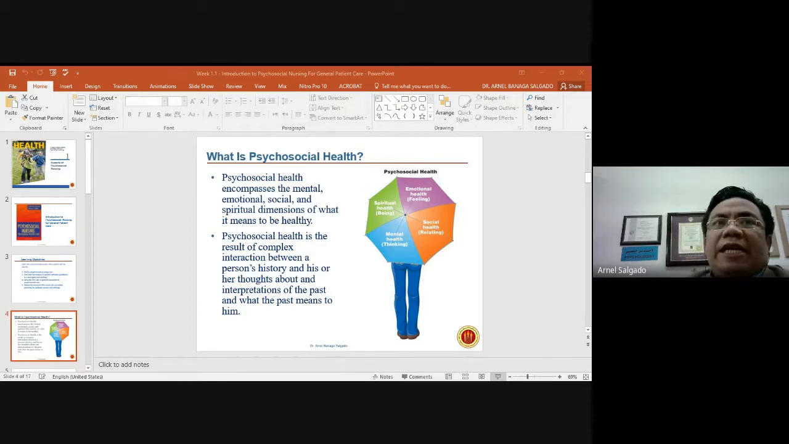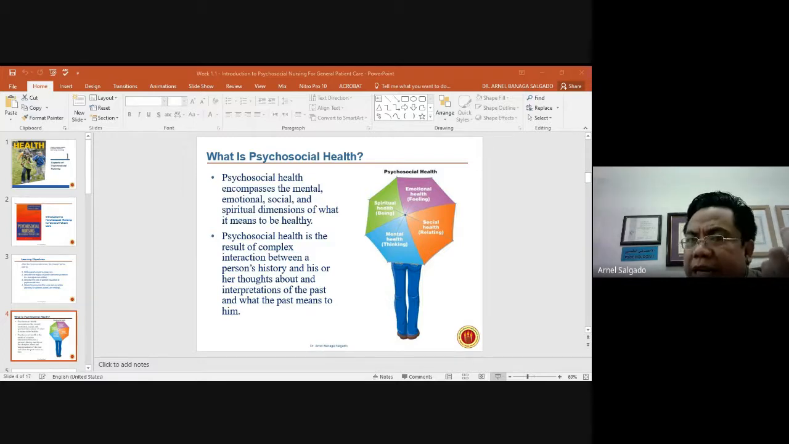There is already psychological concern. There is already psychosocial concern. And who can actually help them deal with this psychosocial concern? The nurses. Why nurses? Because we are always in contact with them for 24 hours. We should have a meaningful and positive relationship with the patient.